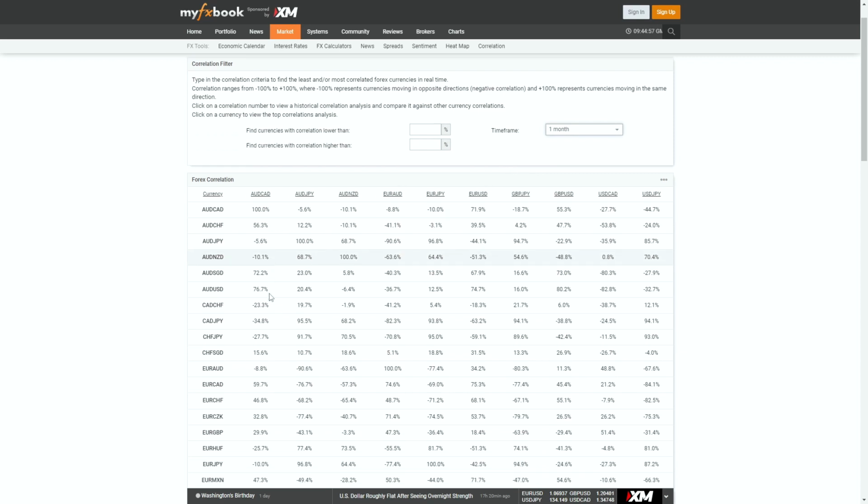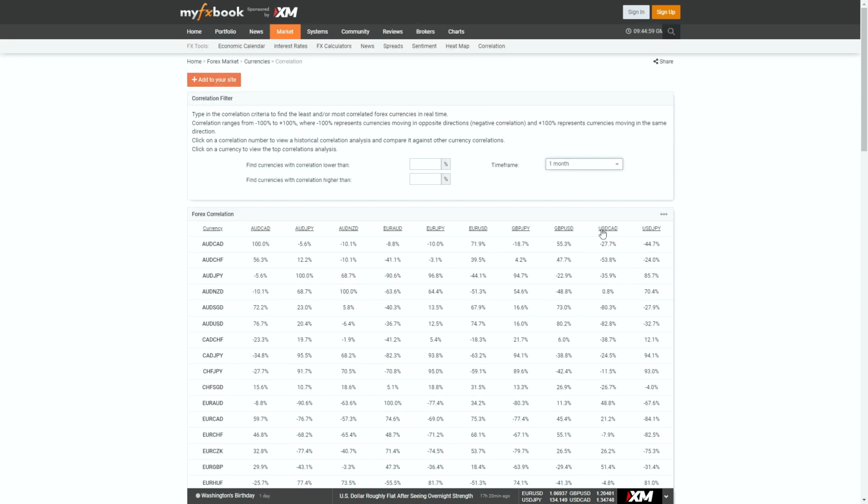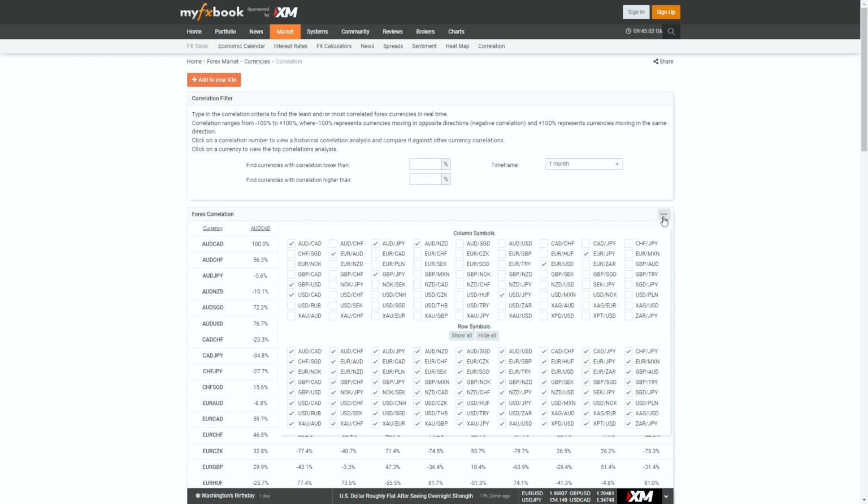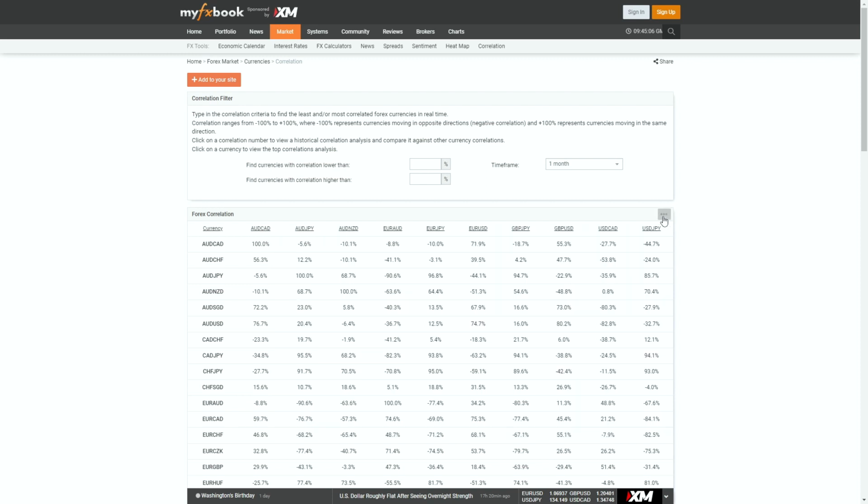We can do this for all these pairs. There's quite a lot of pairs on here to look down, and you can change things around. You can select an awful lot of symbols if you wanted to check. There's a lot of detail in here.